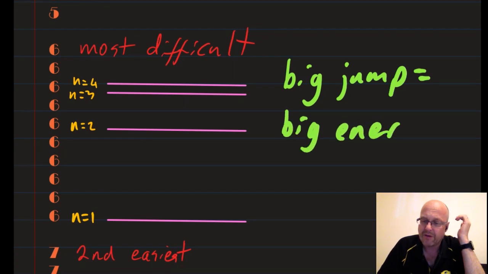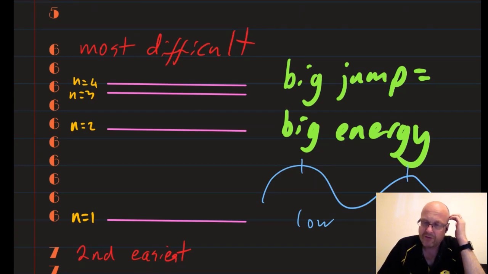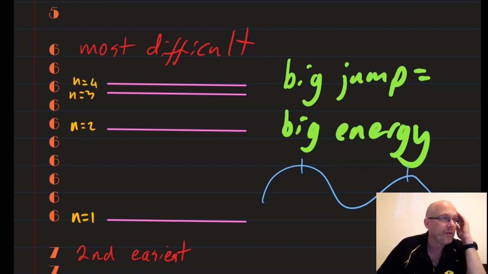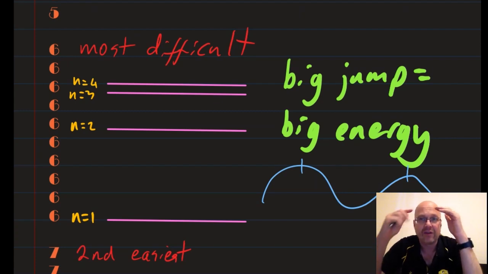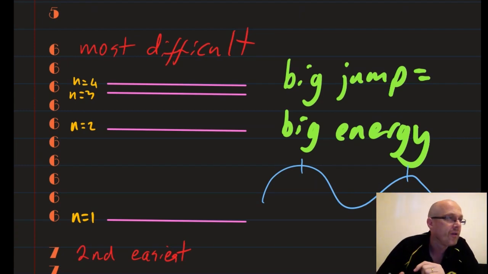Now they want to know about the longest wavelength. So the longest wavelength is going to be low energy. Low energy is a long wavelength. So big jump, big energy. Low energy, low jump, so small jump. I'm looking for the smallest jump here. And if it's going to emit radiation, it's going to go from a higher energy level to a lower one. So the smallest jump down.